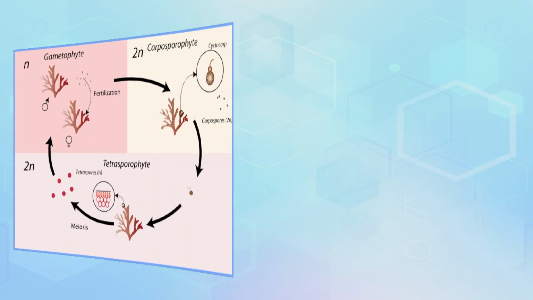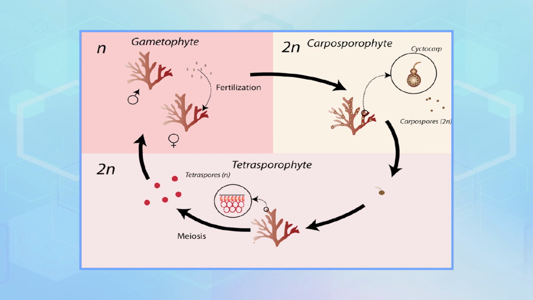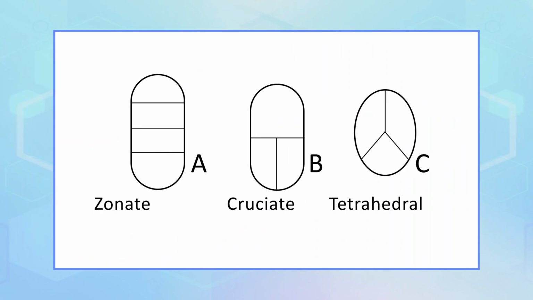The gametophyte is typically but not always identical to the tetrasporophyte. Carpospores may also germinate directly into thalloid gametophytes, or the carposporophytes may produce a tetraspore without going through a free-living tetrasporophyte phase. Tetrasporangia may be arranged in a row, that is zonate, in a cross, cruciate, or in a tetrad. The carposporophyte may be enclosed within the gametophyte, which may cover it with branches to form a cystocarp.